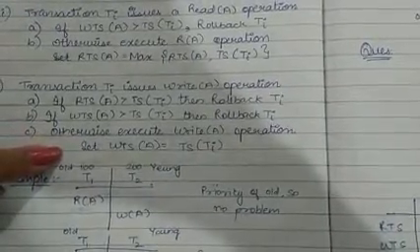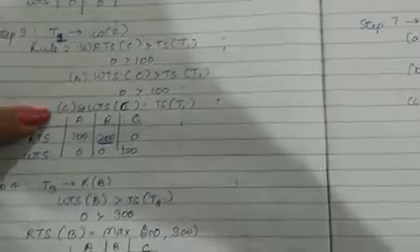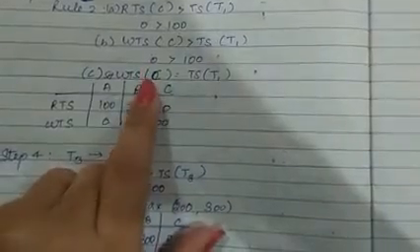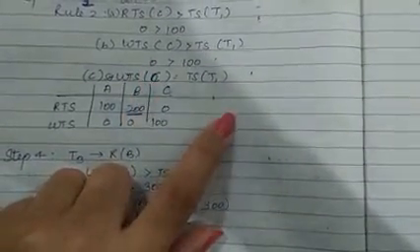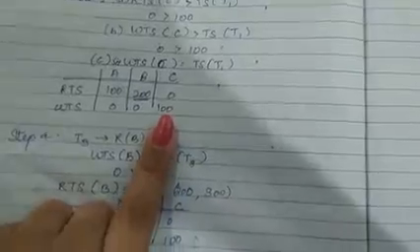Set WTS C is equal to TS T1. So this WTS C will get updated. WTS C will have a value of 100 because this TS T1 has a value of 100. So what will be the further execution of operations?